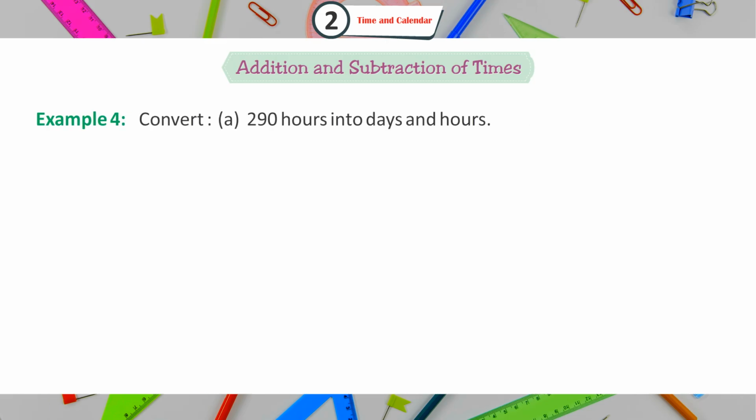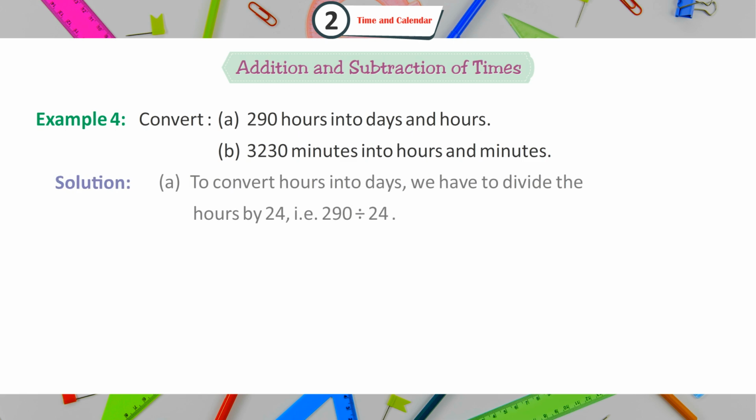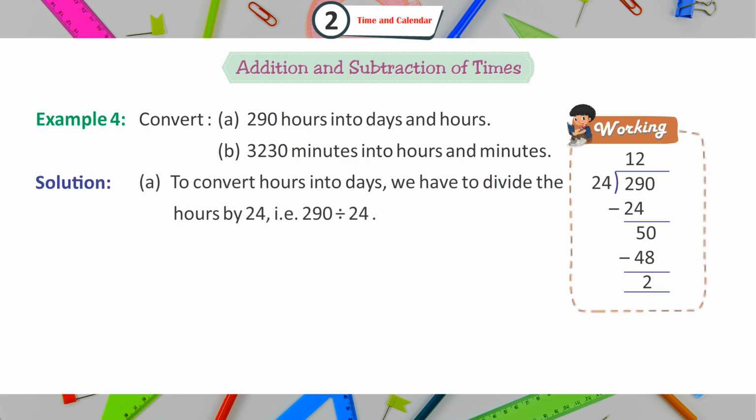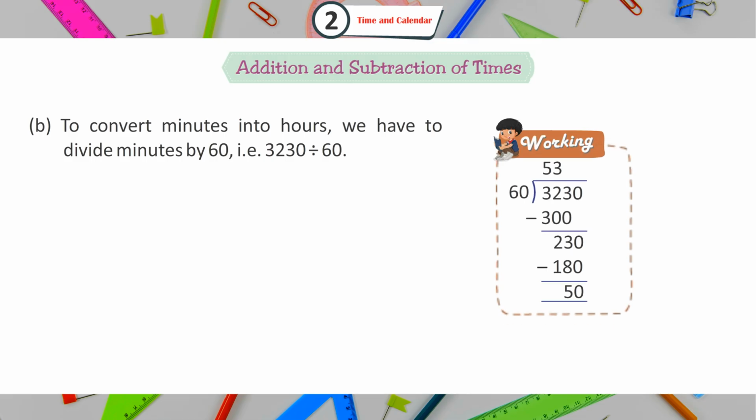Example 4. Convert A. 290 hours into days and hours. B. 3230 minutes into hours and minutes. Solution: A. To convert hours into days, we have to divide the hours by 24, that is 290 divided by 24. Therefore, 290 hours is equal to 12 days and 2 hours. B. To convert minutes into hours, we have to divide minutes by 60, that is 3230 divided by 60. Hence, 3230 minutes is equal to 53 hours 50 minutes.